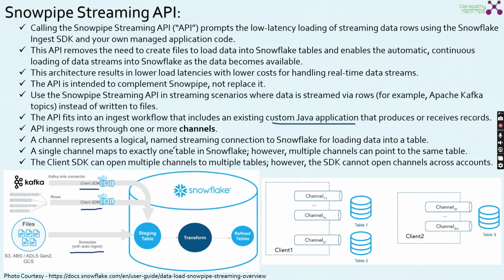A channel represents a logical named streaming connection to Snowflake for loading the data into a table. A single channel maps to exactly one table in Snowflake. However, multiple channels can point to the same table as well. The client SDK can open multiple channels to multiple tables. However, the SDK cannot open channels across accounts. This is again an interesting thing to know. So as simple as it is, for the streaming use cases, you can very well utilize the Snowpipe streaming APIs.